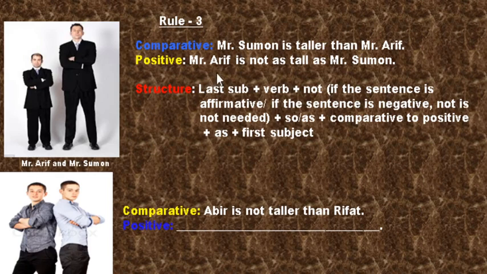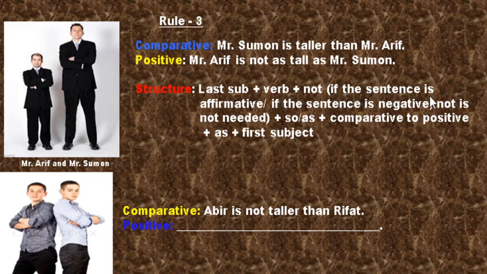Here rule 3, Mr. Suman is taller than Mr. Arif. In case of positive, how you can change it? You have to use last subject, Mr. Arif, then you have to use negative form. Mr. Arif, then you have to use verb, Mr. Arif is, then negative form not. Okay, Mr. Arif is not as tall as Mr. Shumon. Here you can see structures: last subject, then verb, then not.